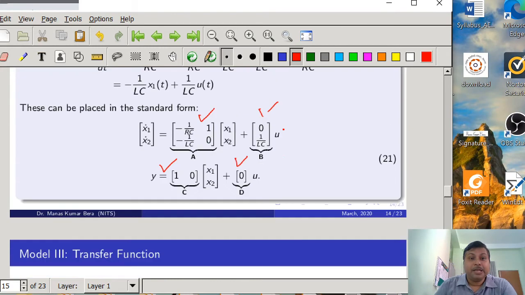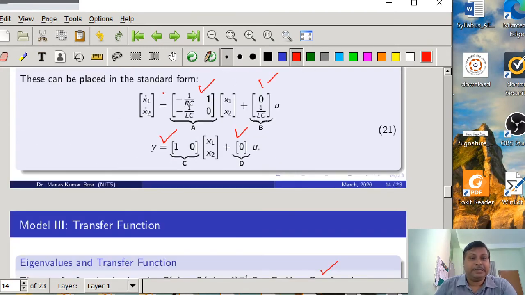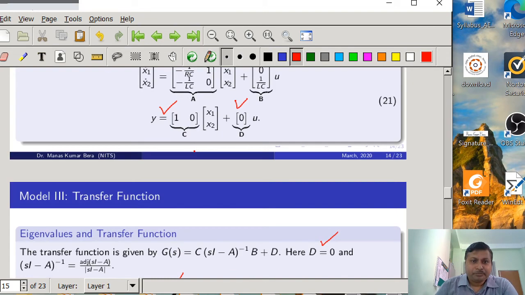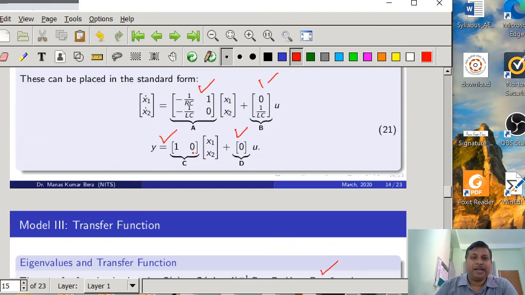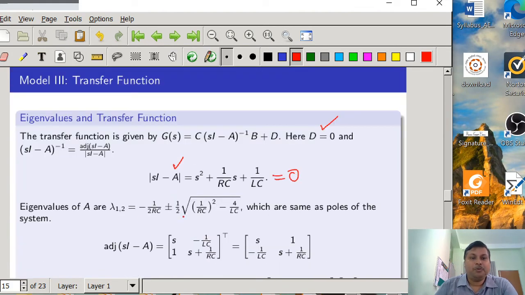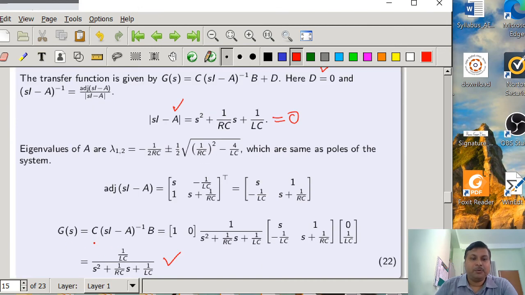That means it is very essential to understand that the realization represented by equation 21 is actually the minimal realization. We can say for the time being that it is controllable as well as observable. That's why the poles of the system are the same as the eigenvalues of the matrix A. And at the same time we have verified that even if the models are created in different ways by assuming different state variables, their input output relation is unique. That is, you will get G(s) equal to (1 by LC) by (s square plus 1 by RC s plus 1 by LC).